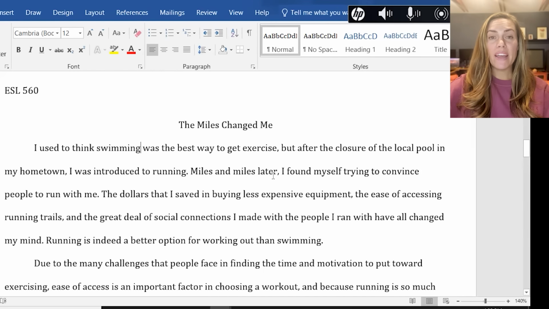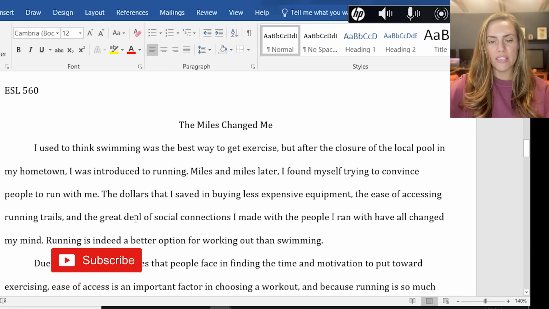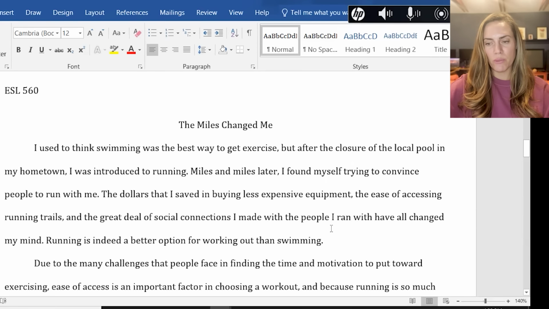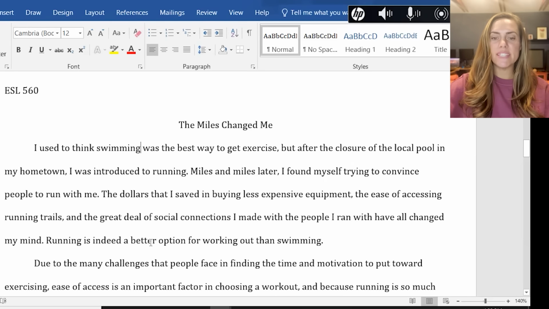It's called The Miles Changed Me. I used to think swimming was the best way to get exercise, but after the closure of the local pool in my hometown, I was introduced to running. Miles and miles later, I found myself trying to convince people to run with me. The dollars that I saved in buying less expensive equipment, the ease of accessing running trails, and the great deal of social connections I made with people I ran with have all changed my mind. Running is indeed a better option for working out than swimming.